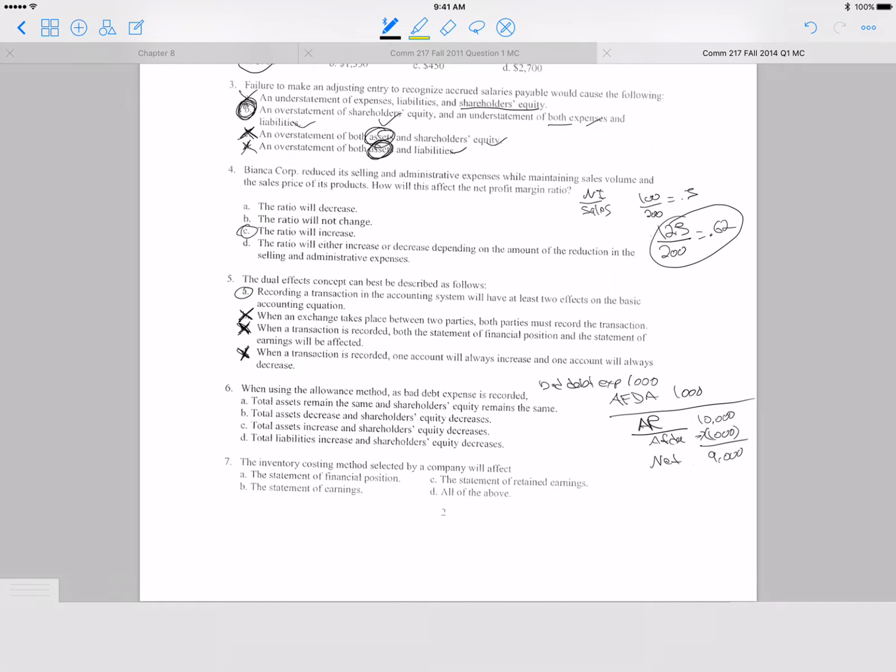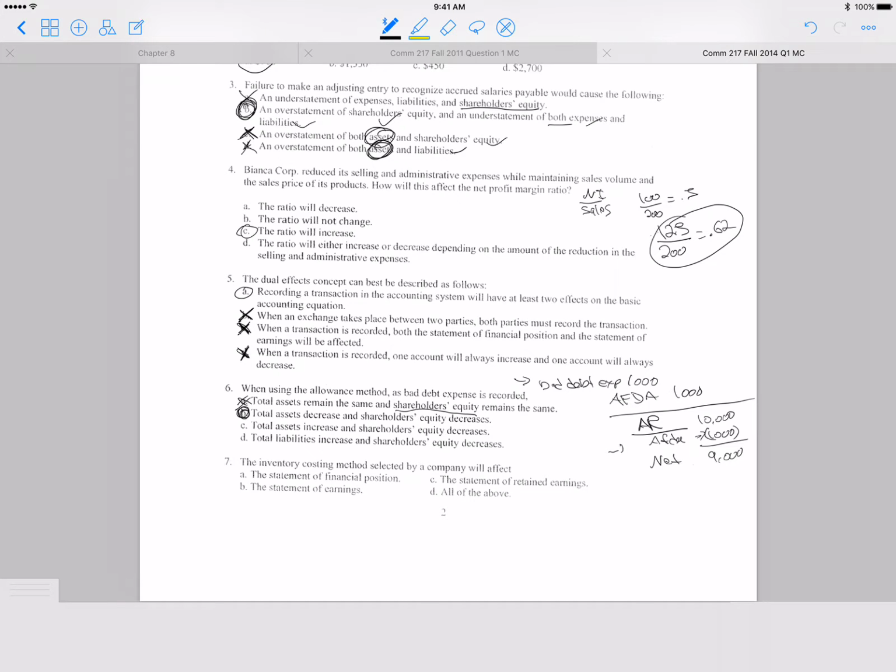So now let's look at the possible solutions. So A states total assets remain the same and shareholders' equity remains the same. This should be incorrect because, just for an example here, you see your accounts receivable actually decreases and that's a part of your assets. And for shareholders' equity, you have a bad debt expense, so that actually reduces your net income. So that would actually reduce your shareholders' equity, and that's why A is incorrect. B says total assets decrease and shareholders' equity decreases. Well, as we explained in A, this is just the opposite effect, and that is correct.